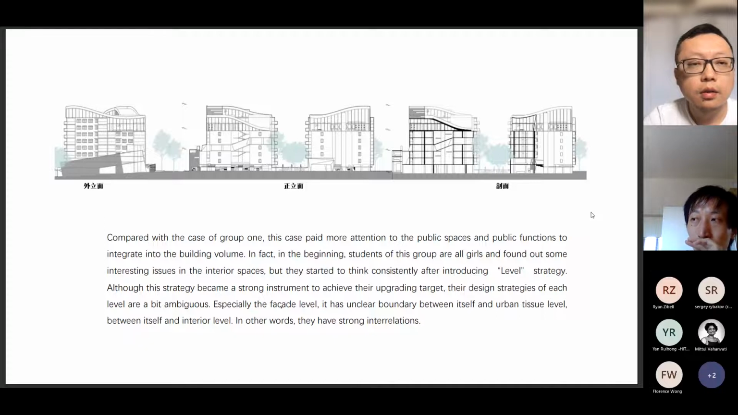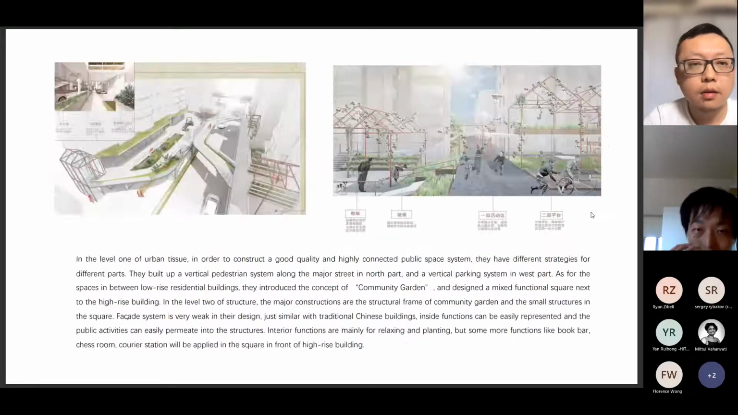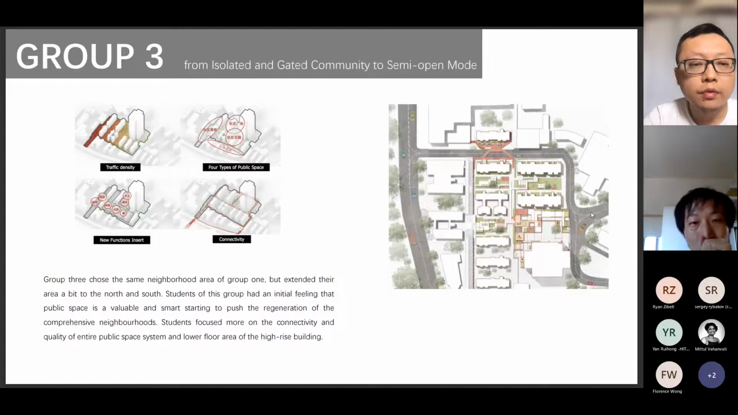Next slide, please. Group 3 chose the same site as group 1, but extended their area a little bit to the north and the south. Then they found that the most important and valuable study was to regenerate the public space systems. So they paid more attention to the connectivity, the quality of the public space, and the lower floor area of the high-rise buildings. Next slide, please.